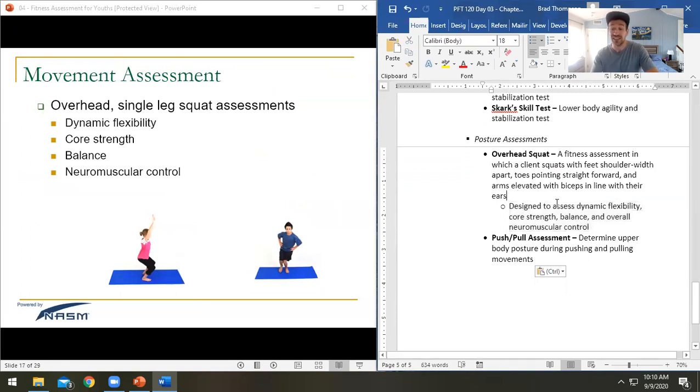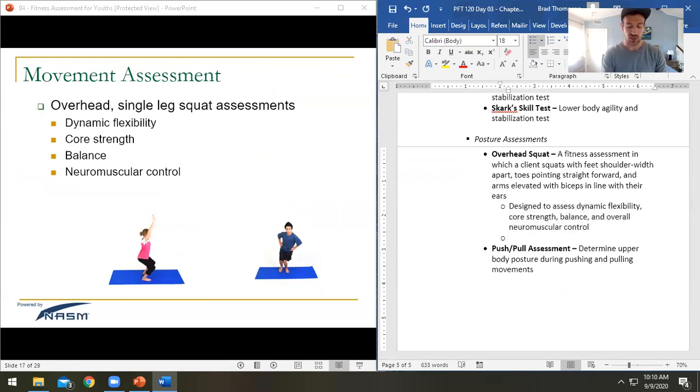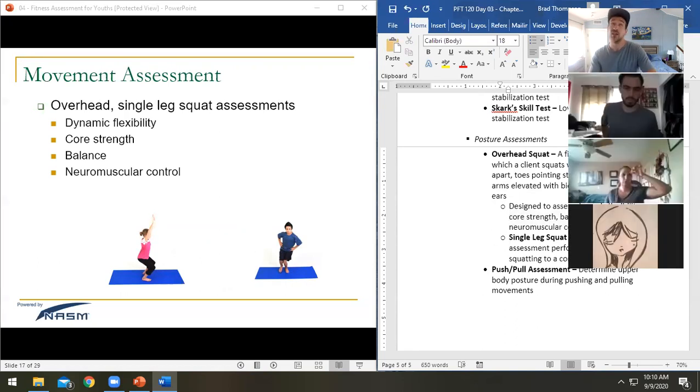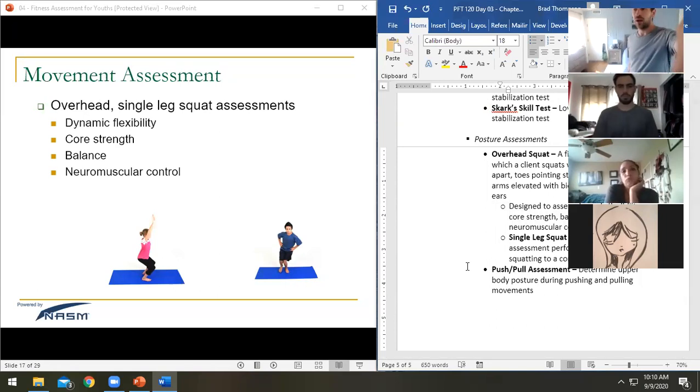Now, there is also the single leg squat assessment, which is a variation. So single leg squat assessment, which is an assessment performed on one leg, squatting to a comfortable height. So you're going to instruct them to sit as if they're back into it, like squat back as if they're sitting into a chair. But a common mistake people think is they need to sit to chair height in the single leg squat. That's not necessarily true. But they're going to have hands on hips, just like so.